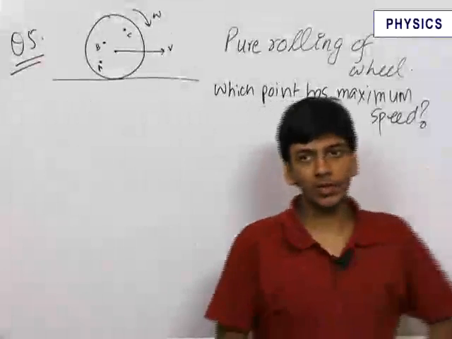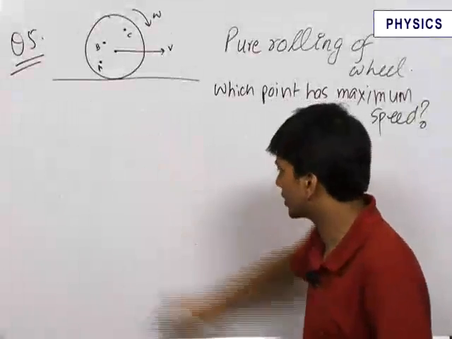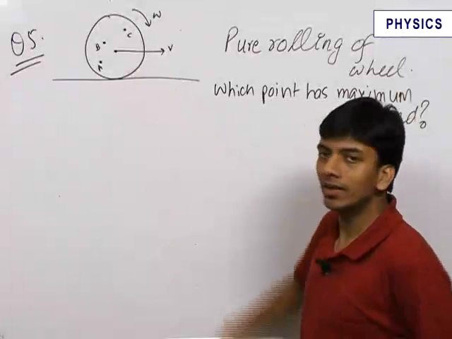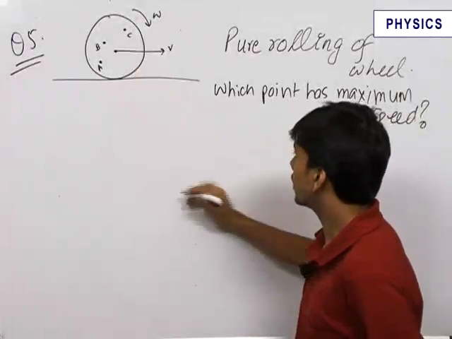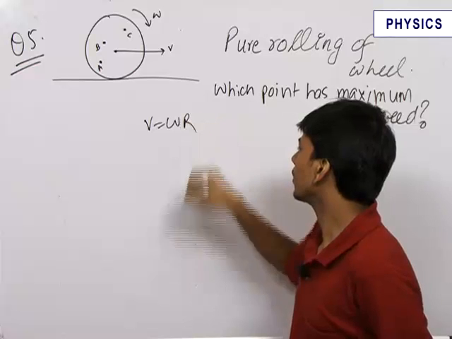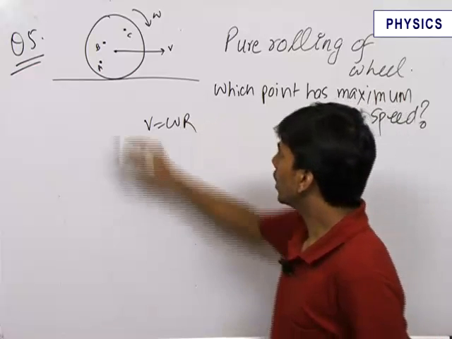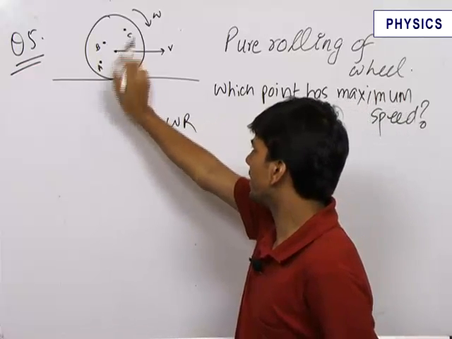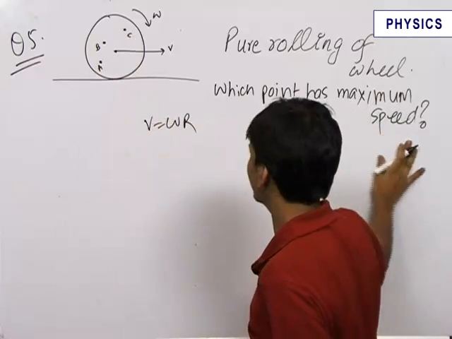This is a very basic and very conceptual question of rotational motion. This wheel is undergoing pure rolling, so V is equal to omega r. We need to find out which point among A, B and C has the maximum speed.